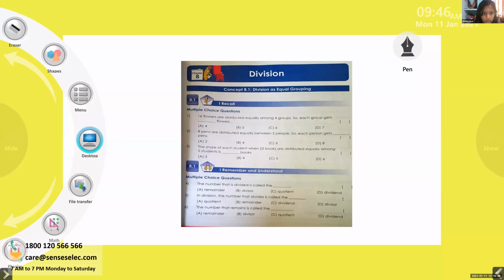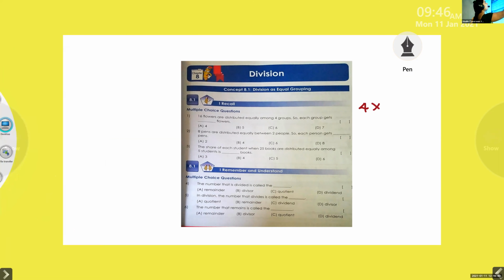Option A, 4. Yes. Here, in the table of 4, you can see 4 fours are 16. So you can write 16 divided by 4 is equal to 4. So 16 is divided into groups of 4. You got 4 groups. So the answer is A.